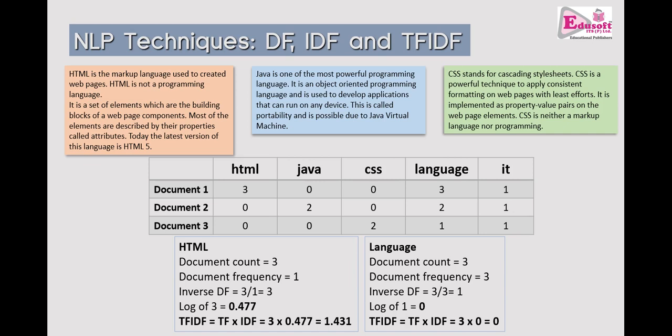And this is how we do it. Term frequency is the number of times a term appears in a particular document. Document frequency is the number of documents in which that term appears. IDF is the number of documents divided by the document frequency. And then TF-IDF is the multiplication of term frequency and inverse document frequency. So this is how you go about calculating TF-IDF.